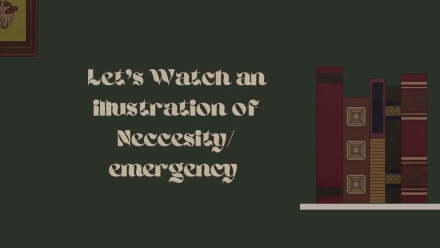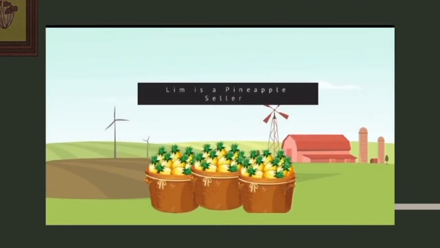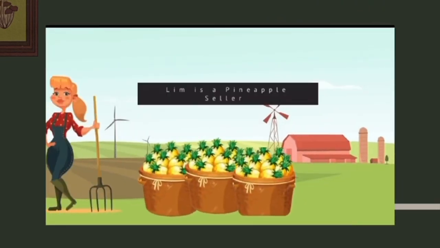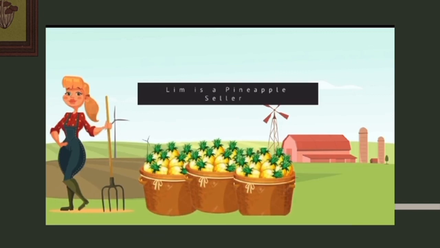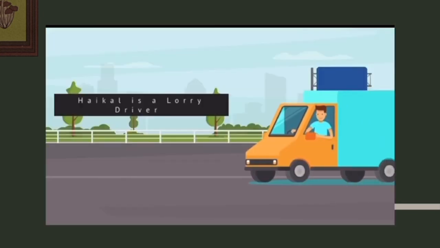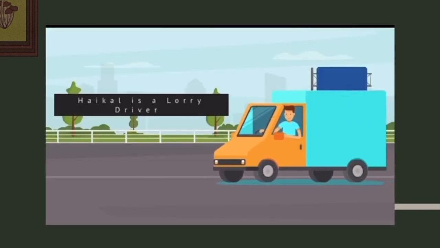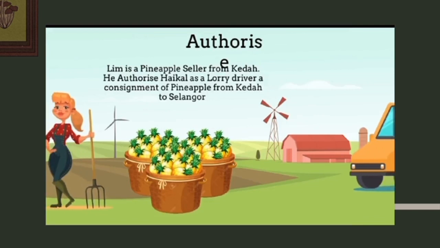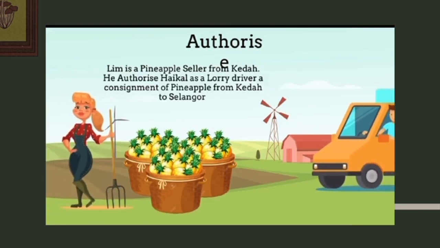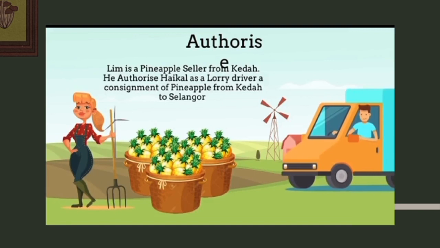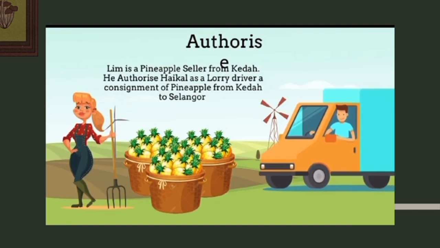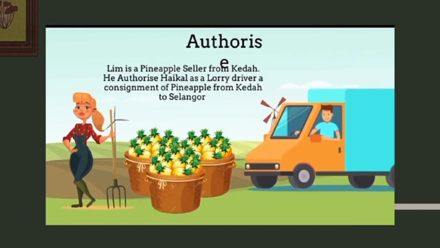Let's watch an illustration of necessity emergency. Lim is a pineapple seller. Haikal is a lorry driver. Lim is a pineapple seller from Kedah. He authorized Haikal, a lorry driver, to carry pineapples from Kedah to Selangor.